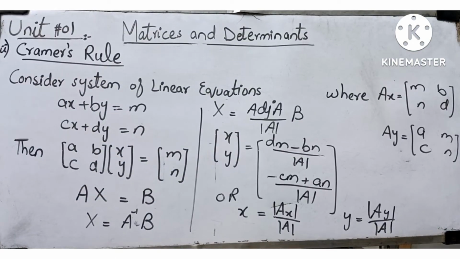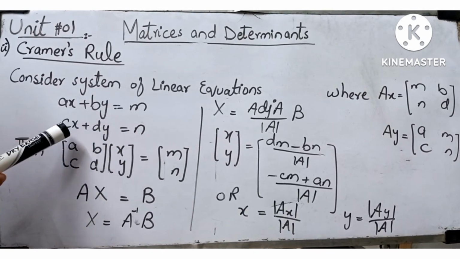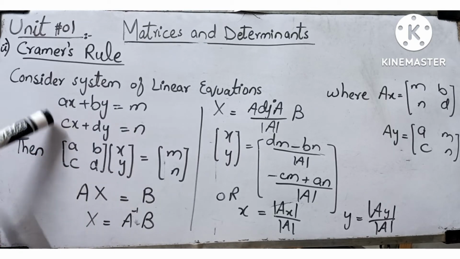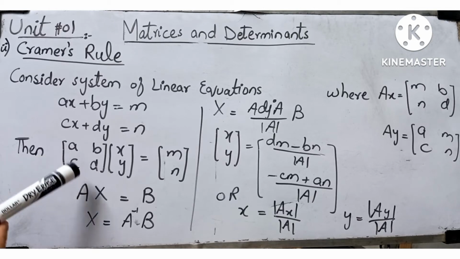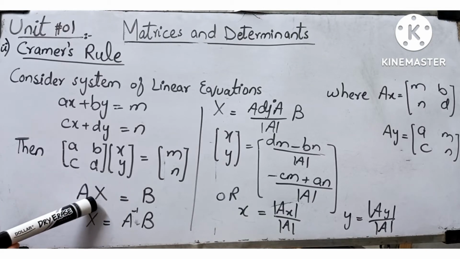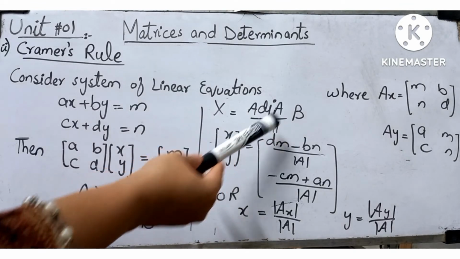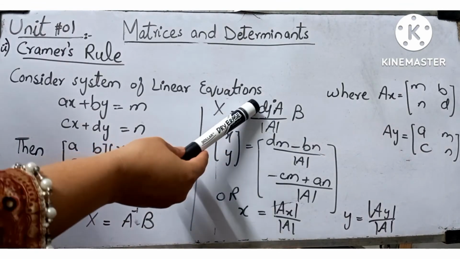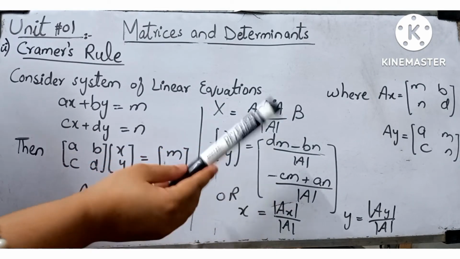The next method is Cramer's rule. We have two linear equations, ax plus by is equal to m, cx plus dy is equal to n, and we write these two equations in the form of matrices. The first matrix is the matrix of coefficients, the second is the matrix of variables, and the last one is the matrix of constants. X is equal to A inverse into B, which is equal to adjoint of A divided by determinant of A into B. If we multiply the adjoint with this matrix, we form these types of entries.